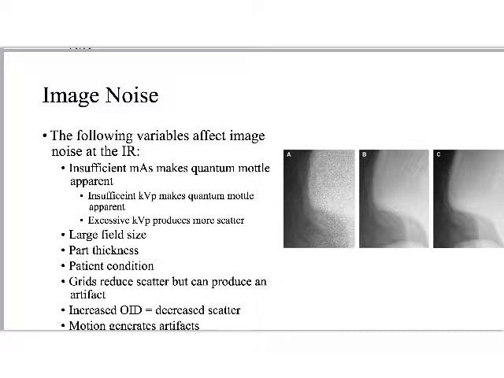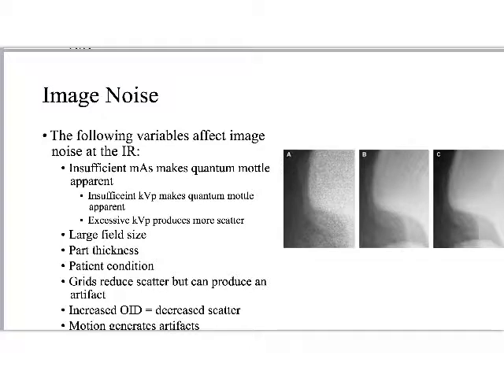When we have insufficient kVp, that can make quantum mottle even more apparent. But interestingly enough, excessive kVp produces more scatter, right? So if we have too much kVp, we start to produce nothing but scatter. There is what we call a diagnostic range of energies, and beyond that diagnostic range, we have a therapeutic range of energies. That's important.